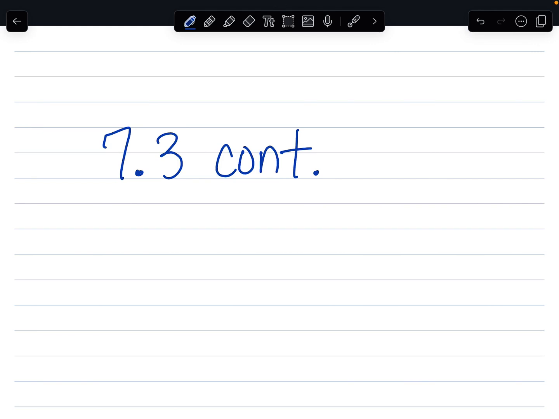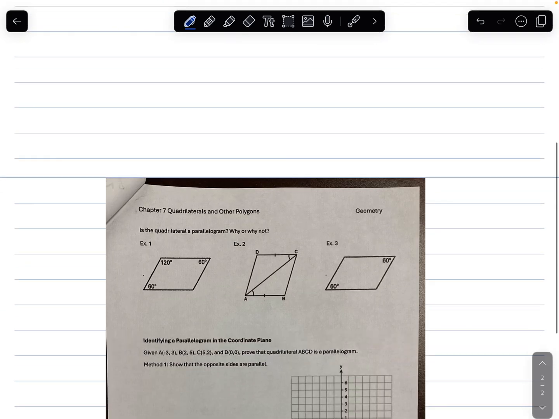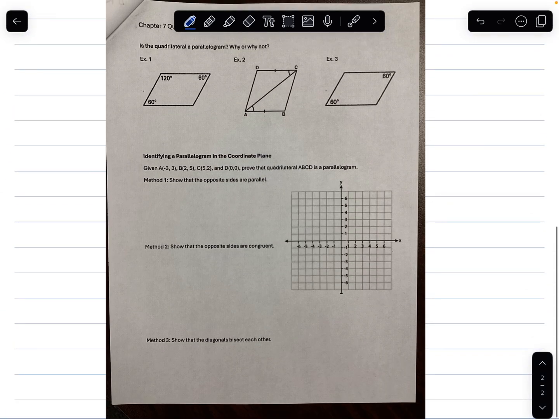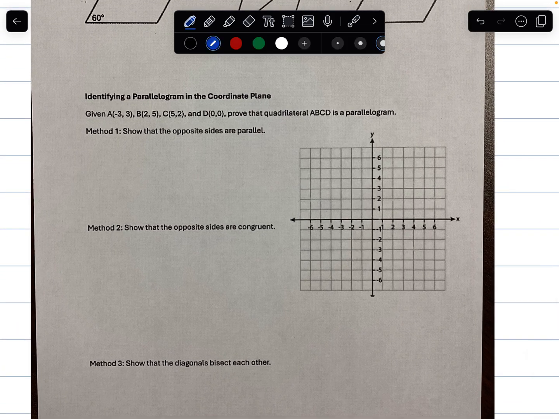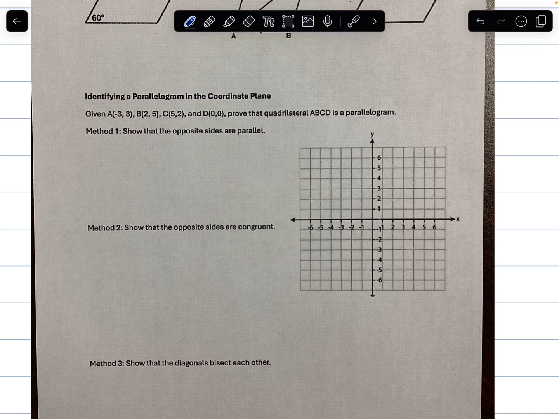Okay, today we're going to finish up 7.3. Yesterday we talked about the different theorems to prove parallelograms, right? Today we're going to talk about identifying a parallelogram inside of a coordinate plane. So first, it gives you the coordinates of a quadrilateral and asks us to prove that it is a parallelogram.